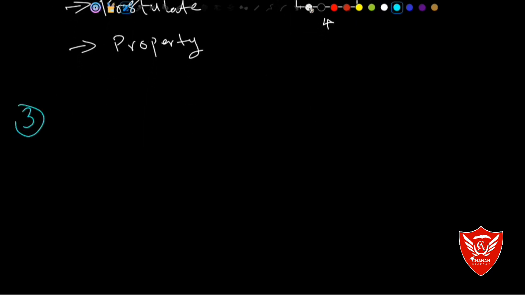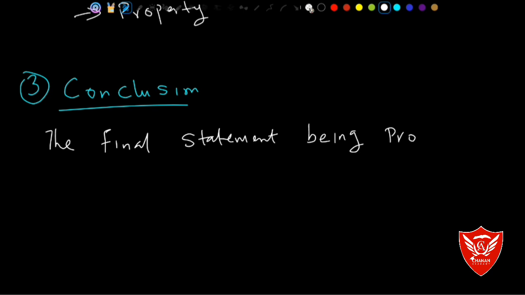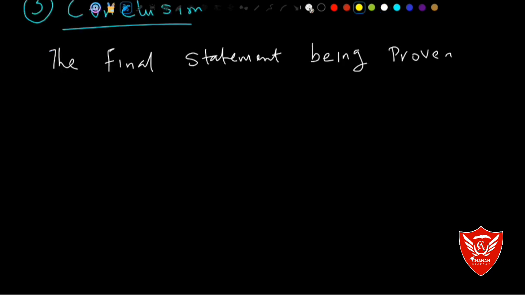Alright, so let's see the third one. The third one is conclusion. Alright, a conclusion is the final statement being proven. Now let's take an example to explain this one. Let's say we have a first statement. Statement 1.